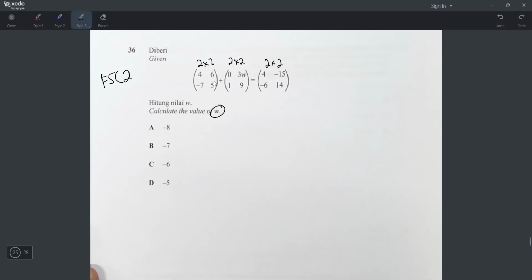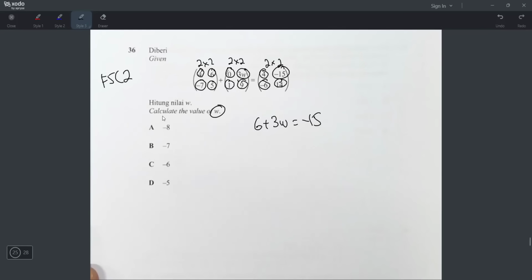Okay, and how do you plus? Atas kiri tambah atas kiri dapat atas kiri. Ya, atas kiri mah. The top left plus the top left equals top left. So 4 plus 0 gives you 4. And then atas kanan 6 tambah with atas kanan 3W equals negative 15. So 6 plus 3W equals negative 15. Okay. And if you do bawah kiri plus bawah kiri equals bawah kiri, if you try, memang betul, negative 7 plus 1 is negative 6. And if you do 5 plus 9, you get 14.